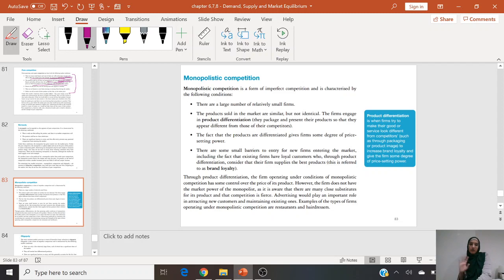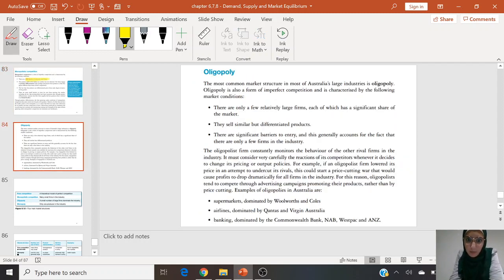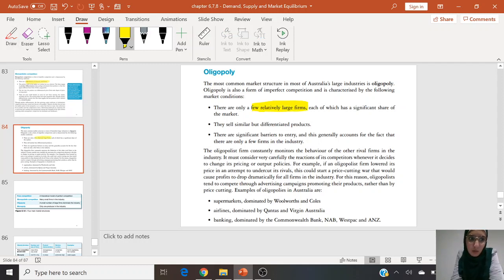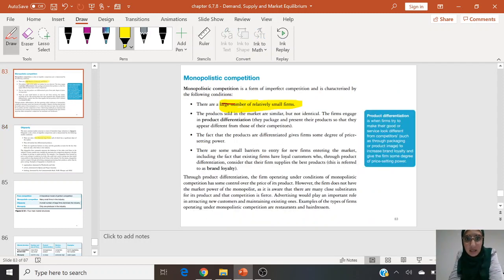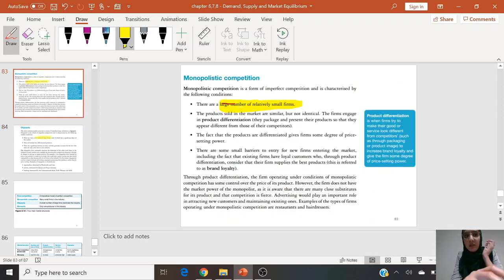So we've just got two more. We've got monopolistic competition. Now, there's a very, very slight difference between monopolistic competition and oligopoly. Monopolistic competition is basically when there are a large number of relatively small firms. So you have relatively small firms and there are many of them. Just keep that in mind. Oligopoly is when there are only a few relatively large firms. That's the only difference. Monopolistic competition is when you have many small firms, oligopoly is when you have a few large firms, and we'll actually come to these. We'll understand what they are.